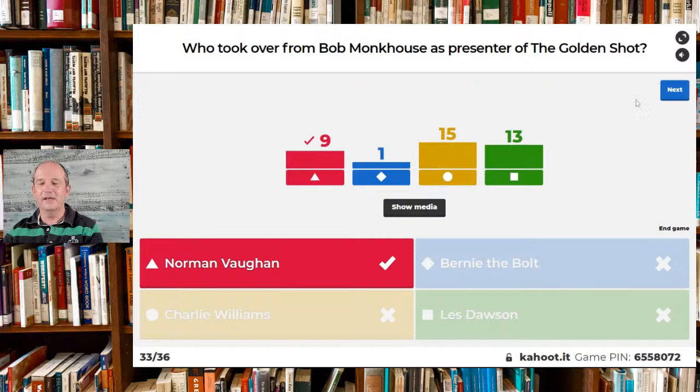Les Dawson, I think he had a go at it much later on. And Charlie Williams took over from Norman Vaughan. That's a little bit sneaky, actually. So sorry about that, but that was the correct answer.